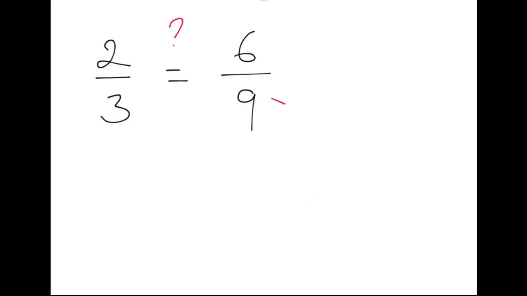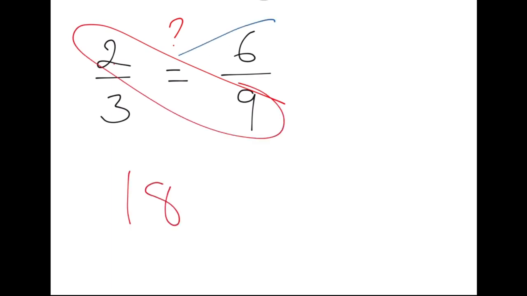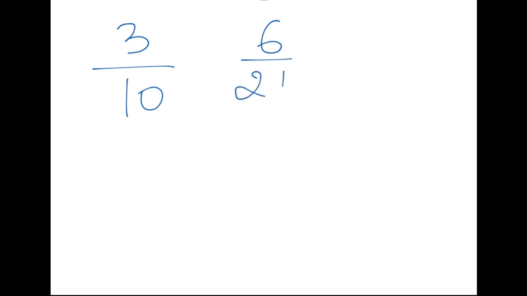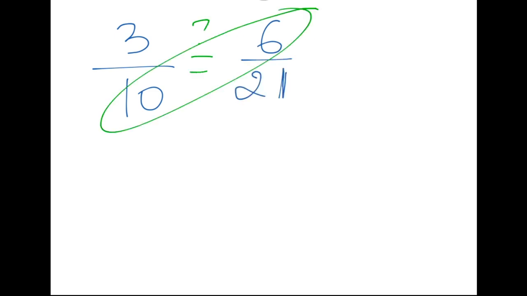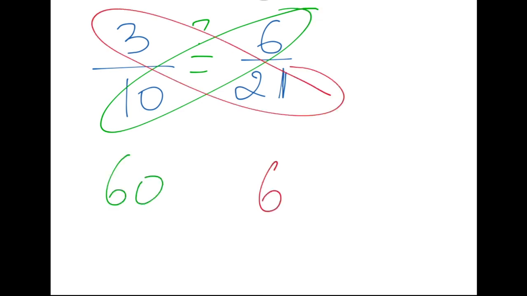How about another one? Is 2/3 equal to 6/9? Let's find the cross product. Let's multiply these two numbers. 2 times 9 is 18. Let's multiply these two numbers as well. 3 times 6 is 18. So yes. How about 3/10 and 6/21? Are they equivalent? Let's multiply and see. 6 times 10, that's 60. 3 times 21, that would be 63. They are not equal, so the answer is no.